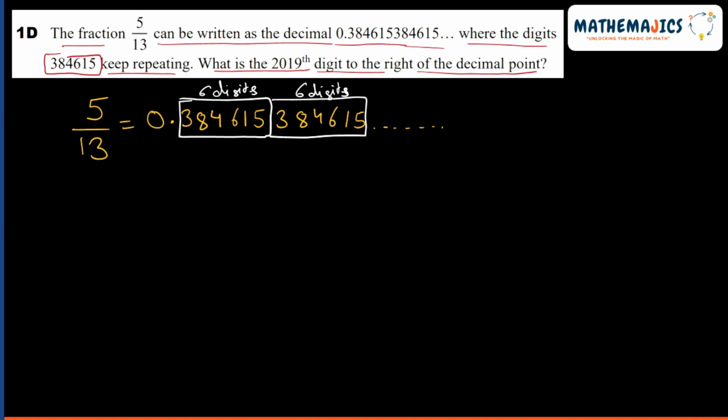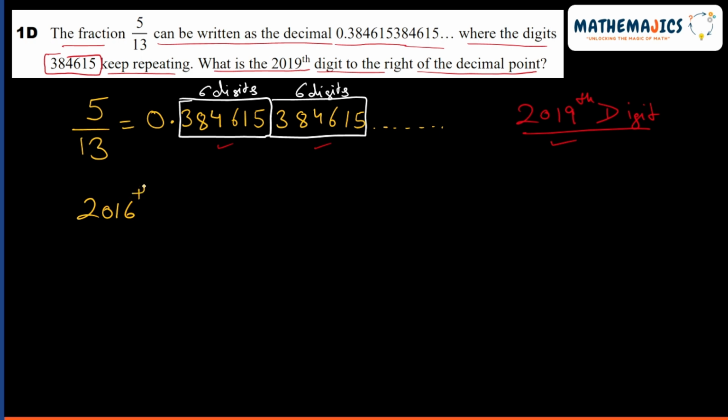Now we need to find out the 2019th digit. For this, let me first find out a multiple of 6 which is just less than 2019, because these digits are coming in a group of 6. So let's find out a number which is just less than 2019 and a multiple of 6. So that number is 2016.